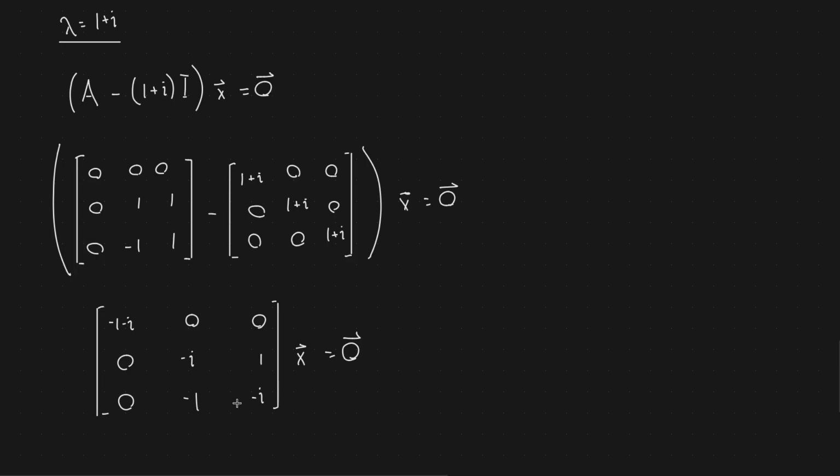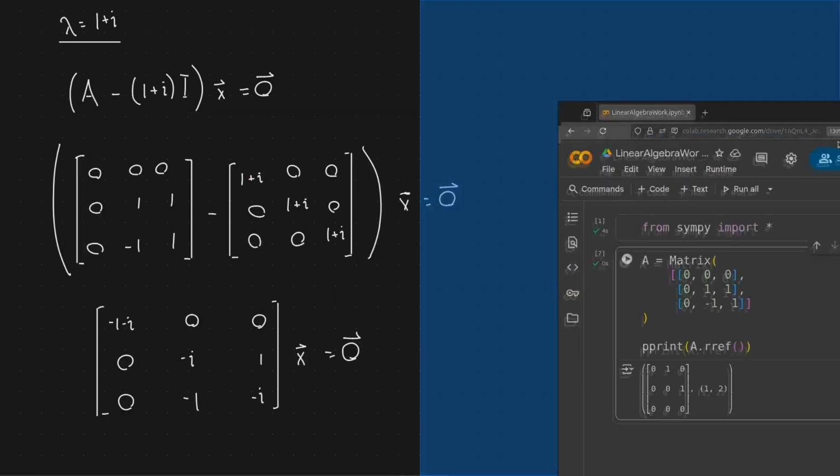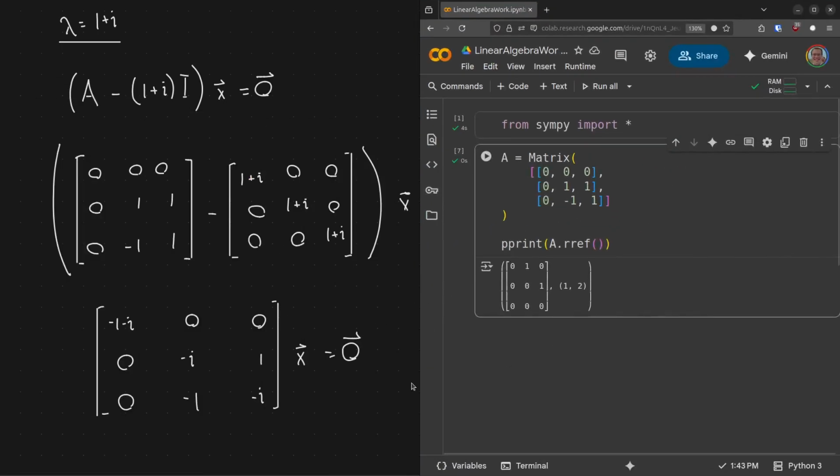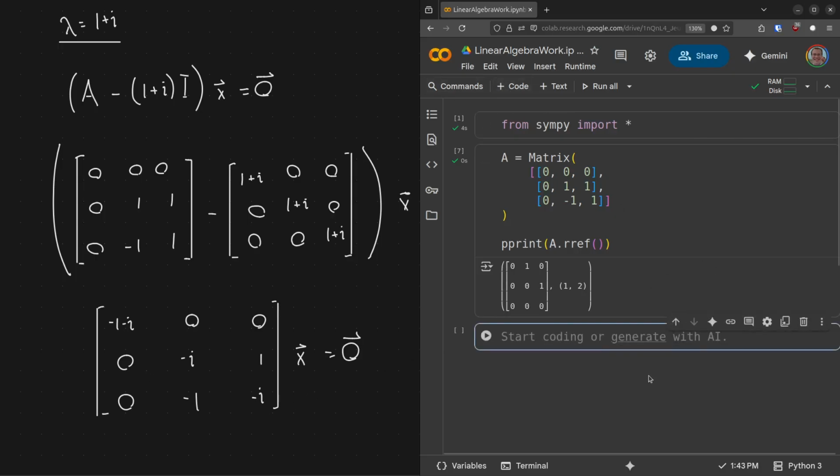To solve the system, we need to get this matrix into reduced row echelon form. So again, we're going to go to our calculator. Now, this matrix has complex numbers in it, imaginary numbers. We can actually input imaginary numbers in here, though it's a little bit different than how we write it.